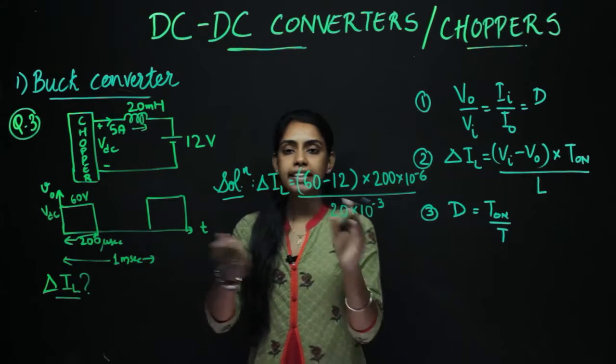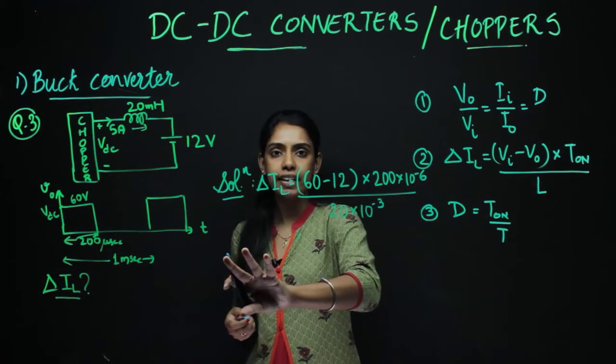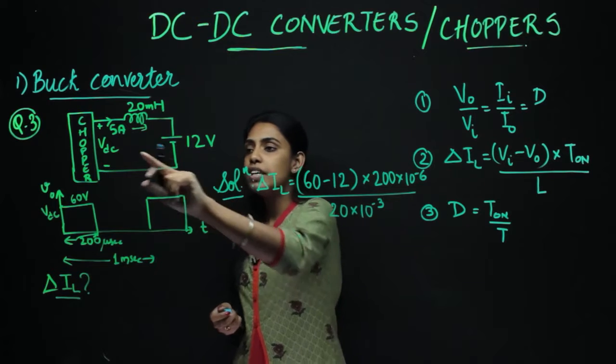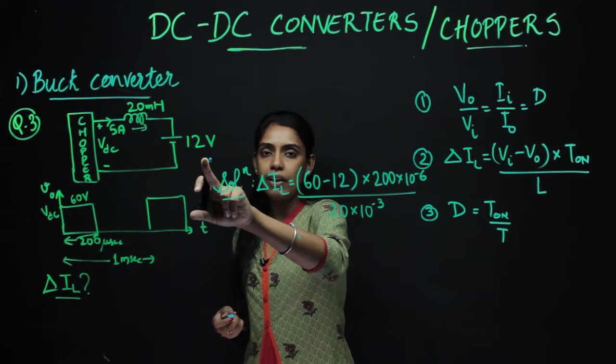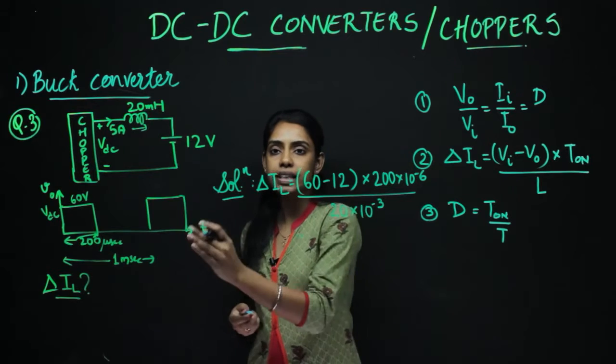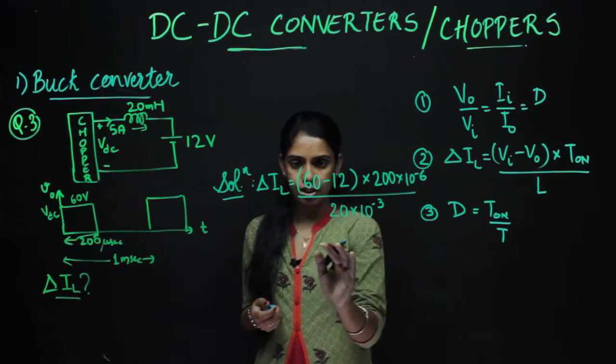Now, how did we identify that we have to use this equation only? How did we identify this is a buck converter? By seeing this voltage. This VDC was given as 60 volt, while the output is 12 volt. That means the output is smaller than the input. So this is the case of a buck converter. That's why we have used this equation.